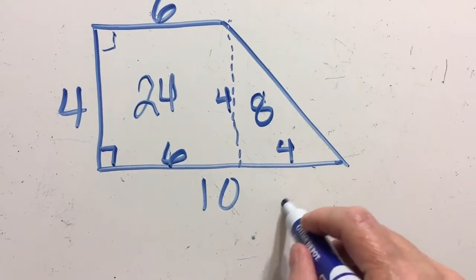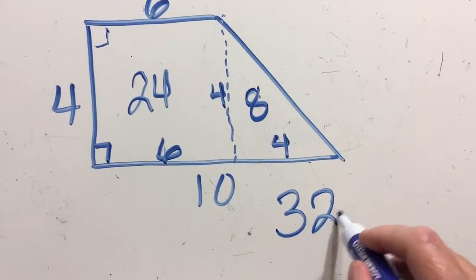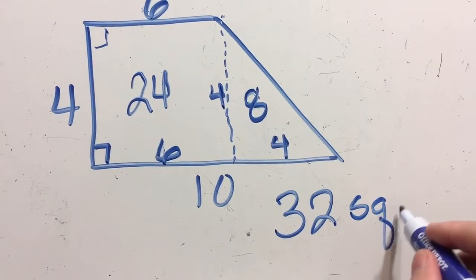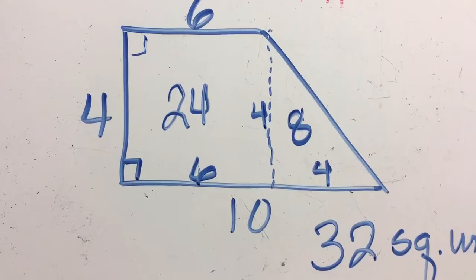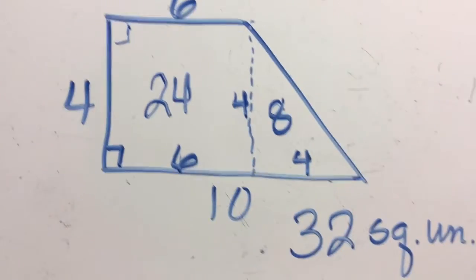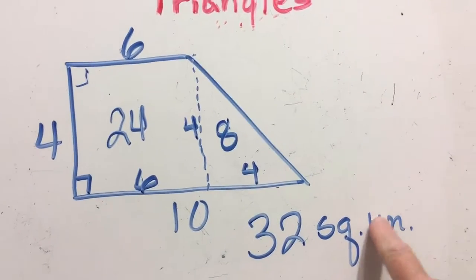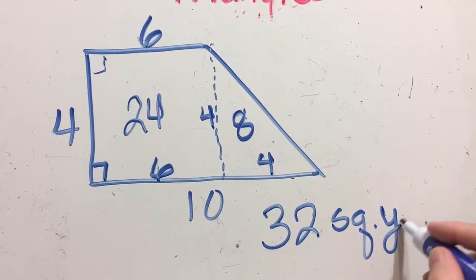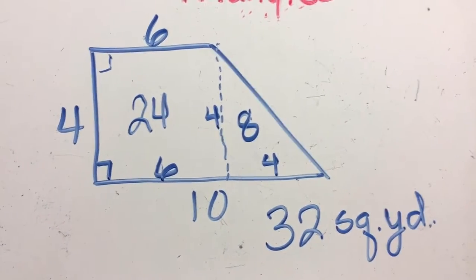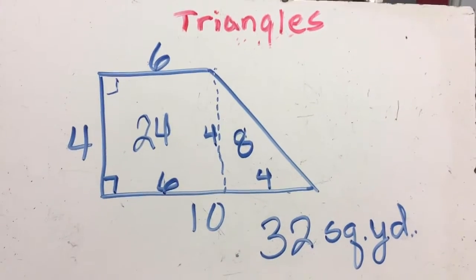24 plus 8 will be 32 square units. Okay, so now before I put units down, I'm going to go over there and say, do they tell me? They say dimensions are in yards. So I will take out units and put yards, because they did specify that we were in yards.